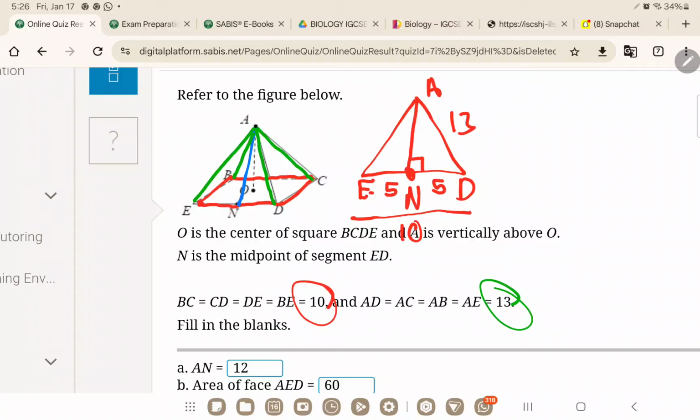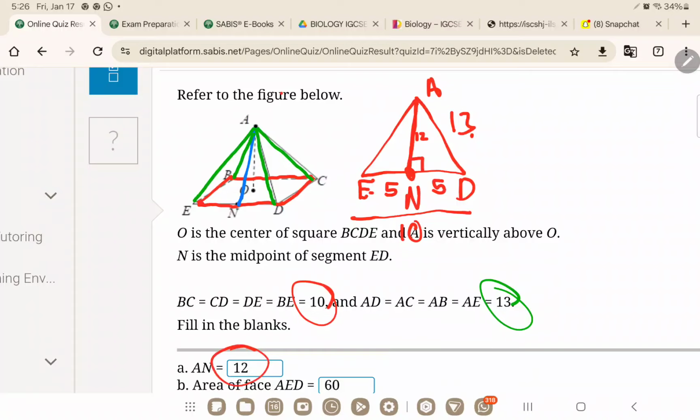So we need to do hypotenuse squared minus side squared to give you the other side squared. Or you could memorize it's a 5, 12, 13 triangle. Whenever it's a right triangle and one of the sides is 5 and the hypotenuse is 13, the third side is always 12. So since the third side is 12, then AN would be 12.